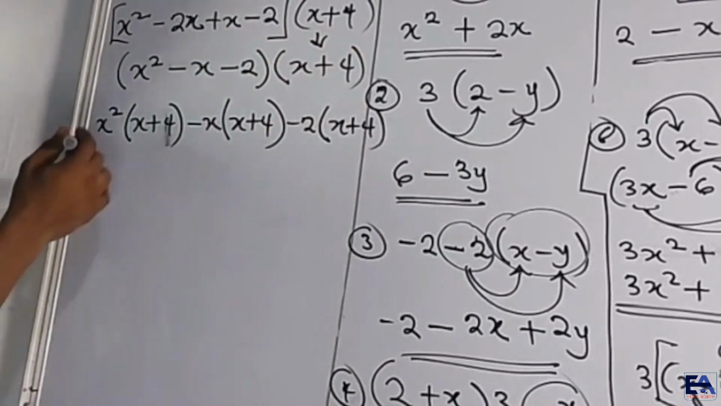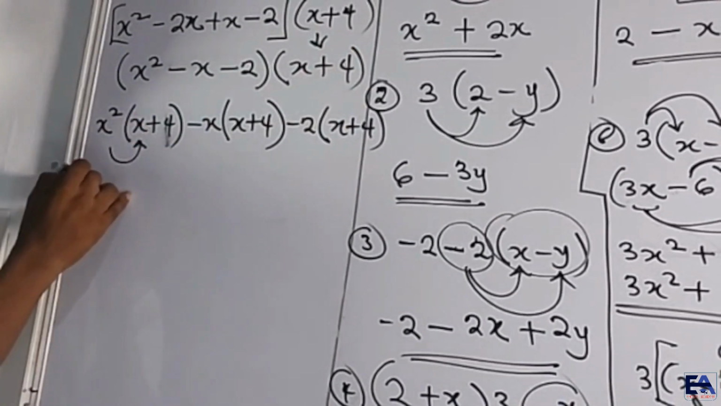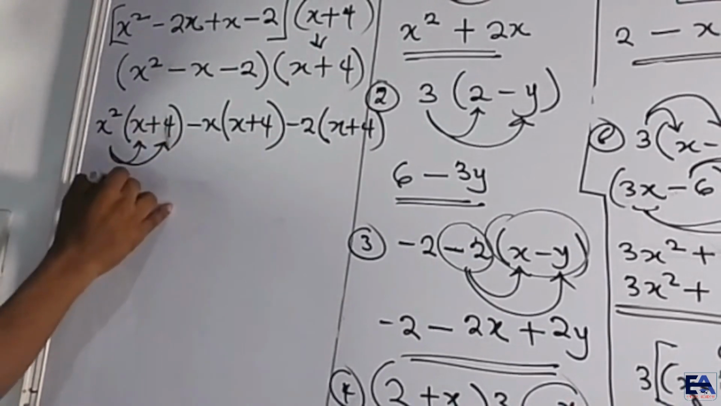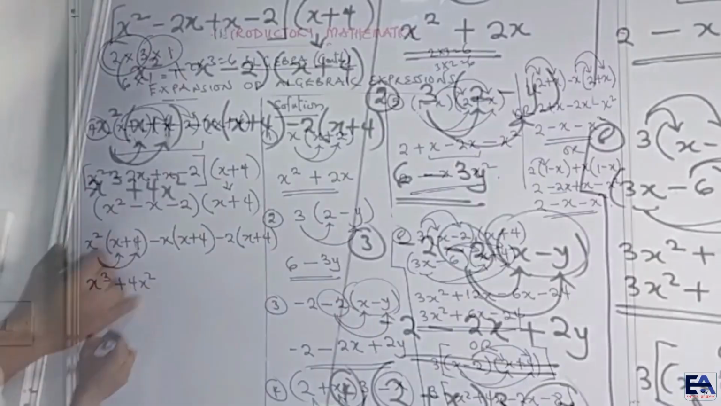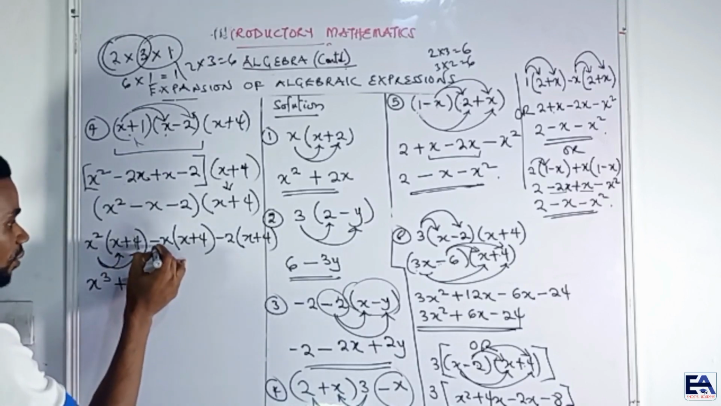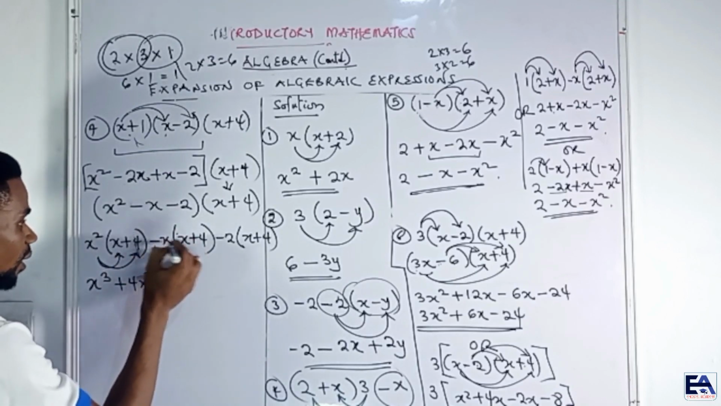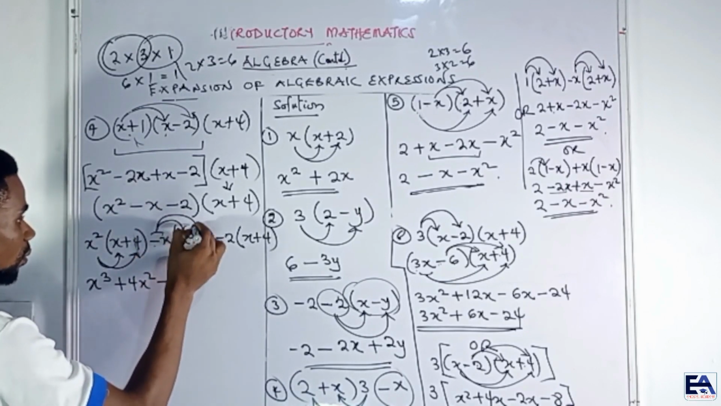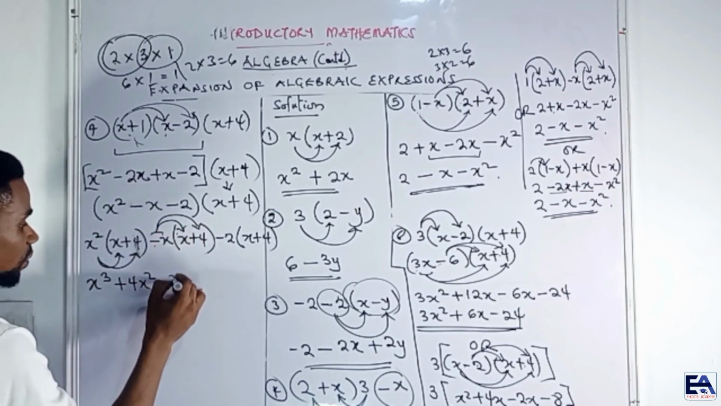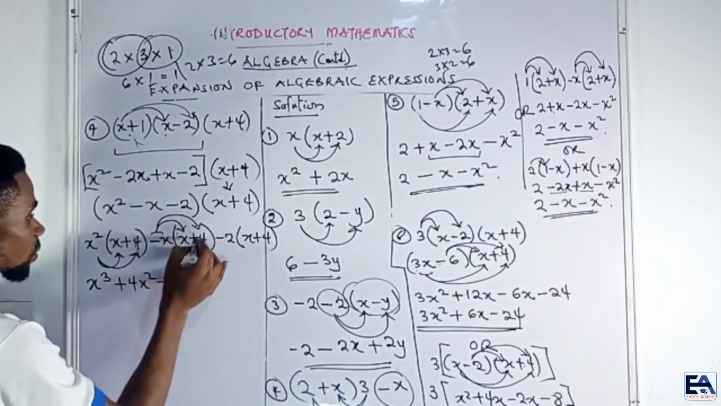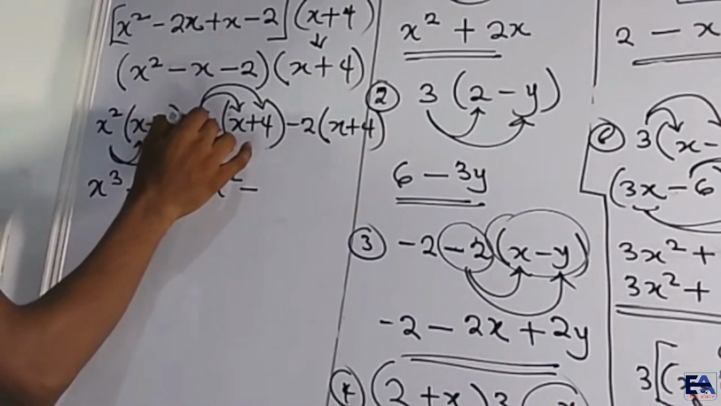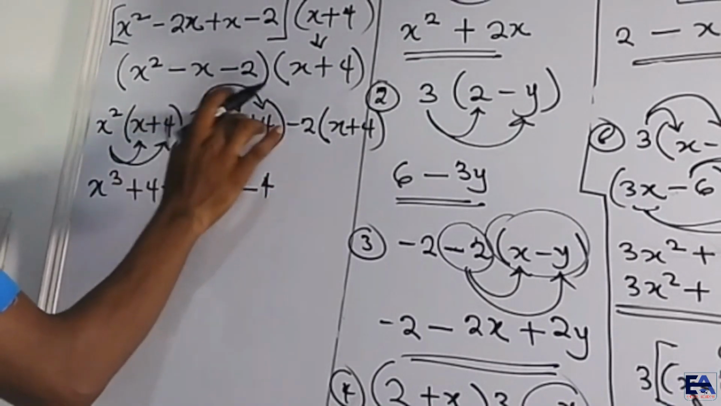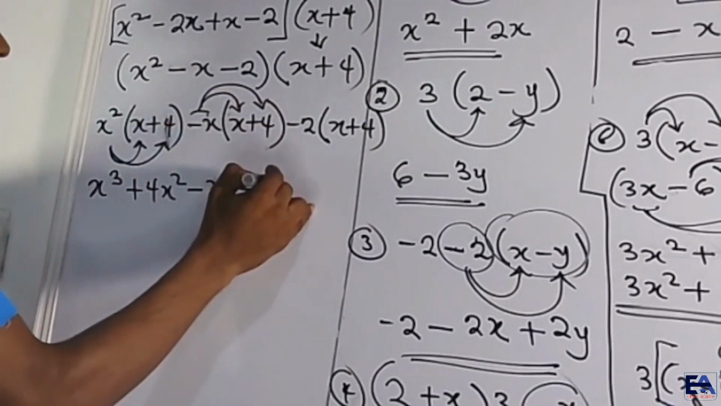It's allowed. So x squared times x gives us x cubed. The same x squared times 4 gives us 4x squared. That is sorted. Then minus times positive gives us what? Minus. x times x gives us x squared. This minus times plus is still minus. Then x times 4 gives us 4x.